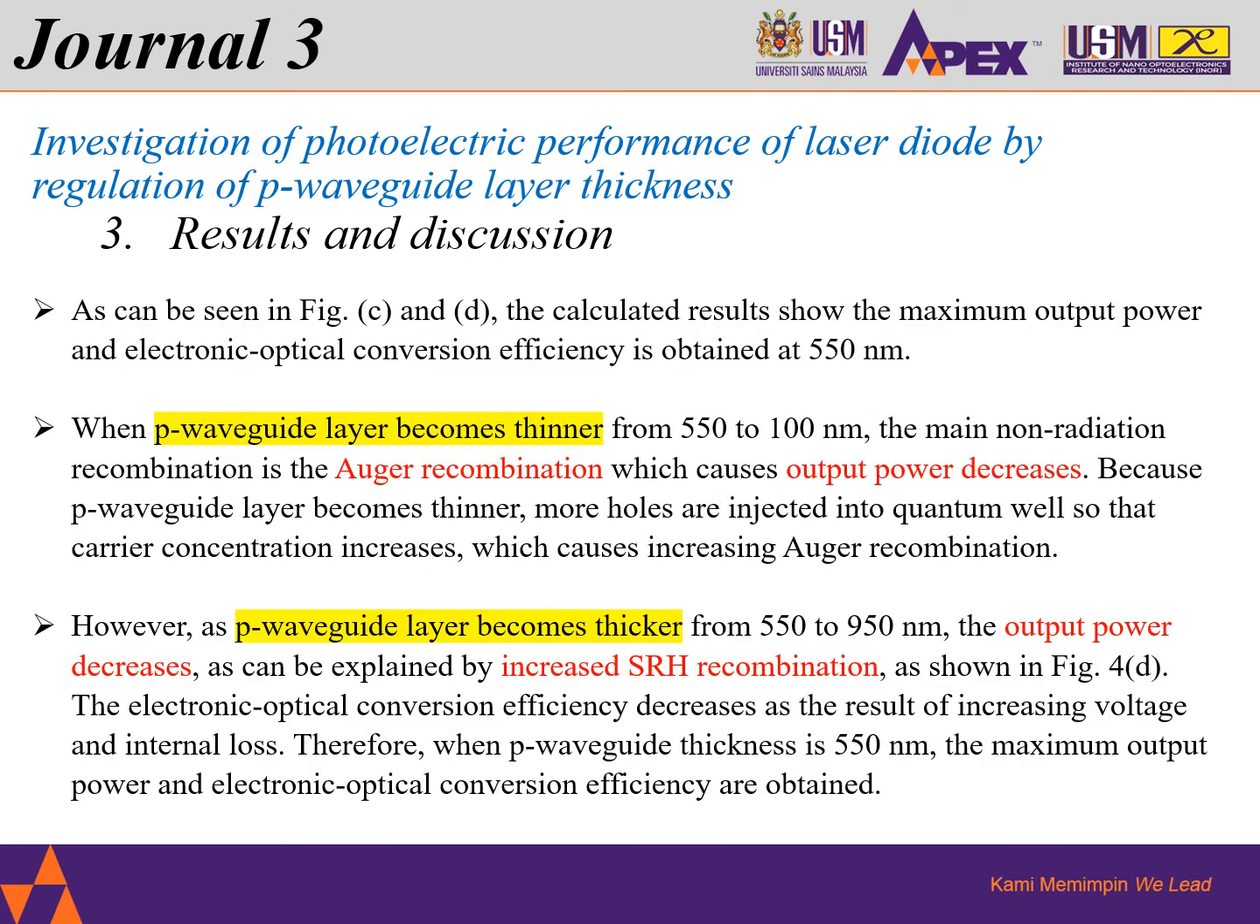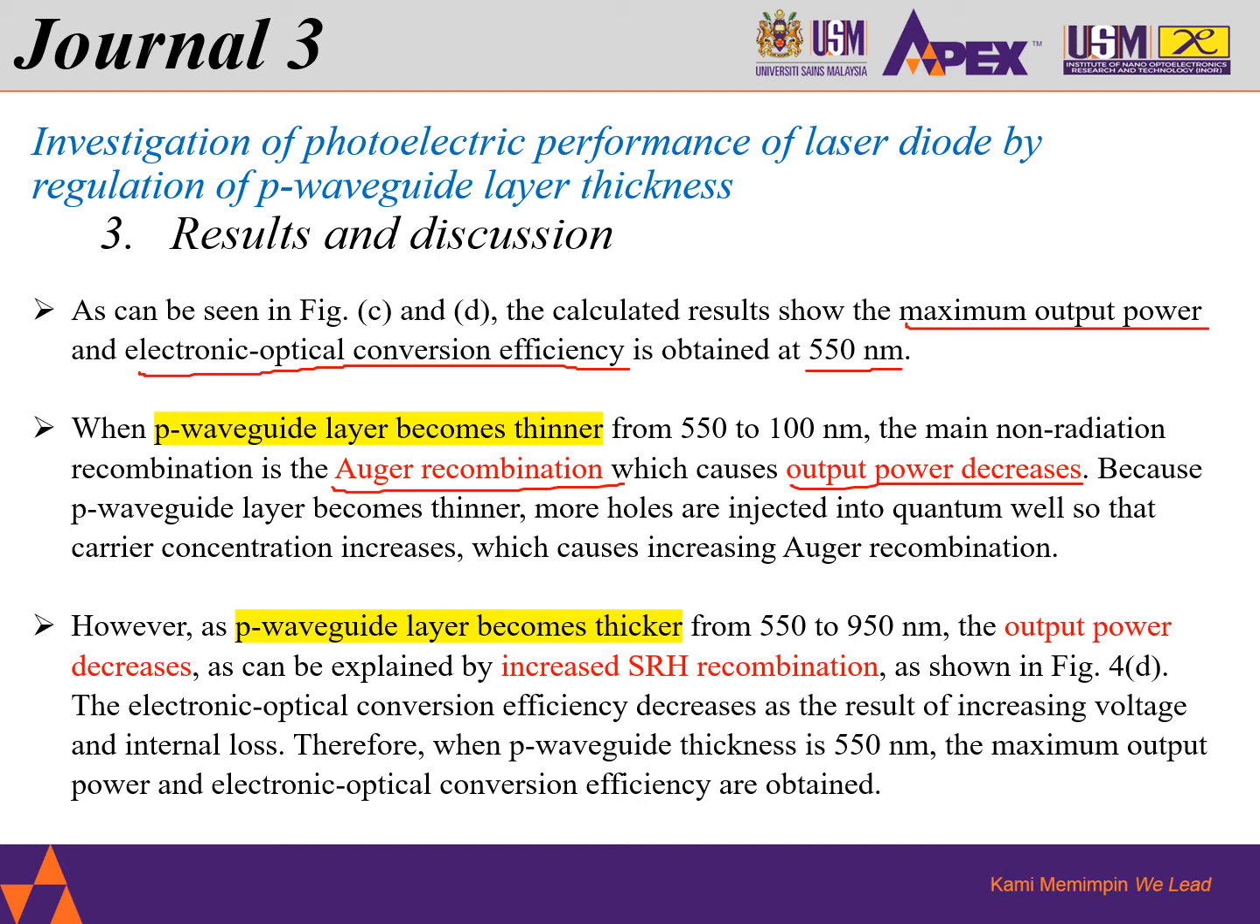As you can see from figures C and D in the previous slide, the results show that the maximum output power and maximum conversion efficiency are obtained at 550 nanometers. As I highlight here, when the layer becomes thinner, from 550 to 100 nanometers, the non-radiative recombination will be high because of this Auger recombination, which causes the output power to decrease.